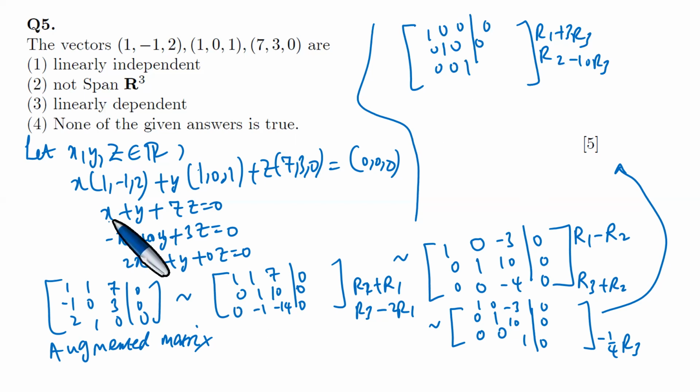Obviously we started with the x, y, and z. So the first row means x is 0. The second one says y is 0. And the third one means z is 0 as well. So that means they're linearly independent.